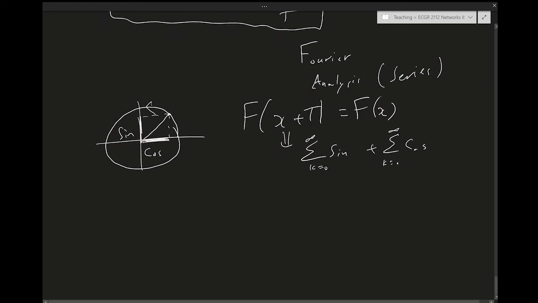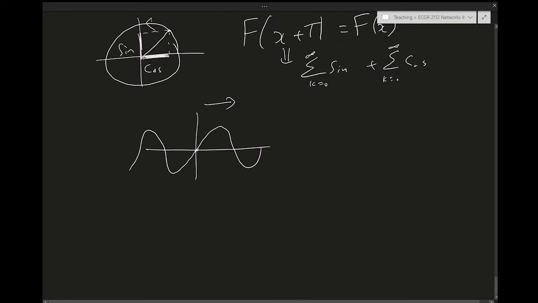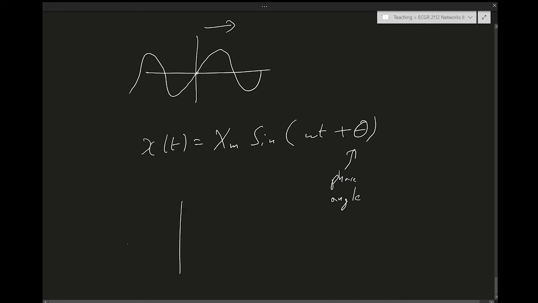Another thing we can do with sinusoids is that we can shift them. Similar to any function, I can take any function and shift it by an angle. This is called shifting by a phase angle. So I can write x of t as X_m sine of omega t plus theta. And this shift is called a phase angle, so you shift something by a phase angle. How do I draw that? Let's say I have this sine.